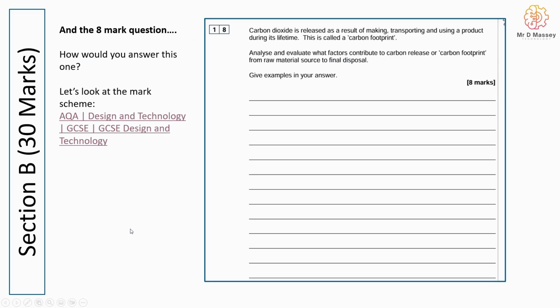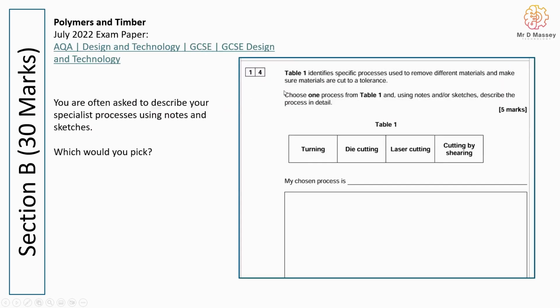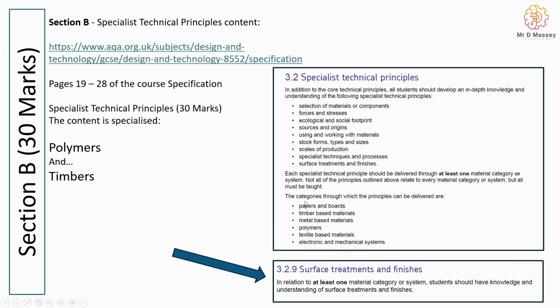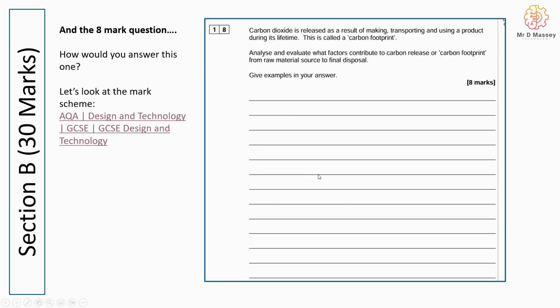Another question to look at in section B would be the 8-mark question. We don't know the content that's going to come up for this, but we know there's going to be an 8-marker in there. It's going to be in section B, and it could come from any of the things on this list. This one was about environmental issues, and this is about the life cycle of a product and its environmental impact. If we read the question, we might think, how would we answer this question? It's an 8-marker, so you need strategy, you need to think about how you're going to approach it.